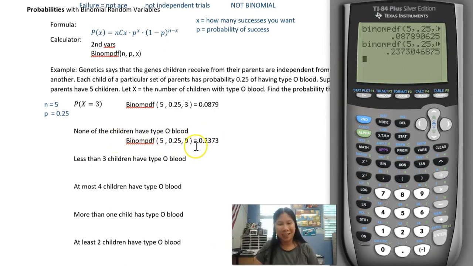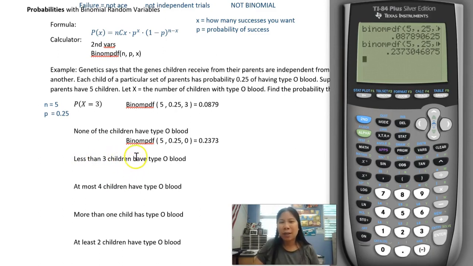That's pretty much it. So the next one, this time we're looking for less than 3 children have type O blood. So this one's going to be a little different because they're not just asking us about just one number now. They're not saying like X equals 3 or X equals 0 like we had before. This time it's less than 3. So numbers that are less than 3 would be like 2, 1, 0.